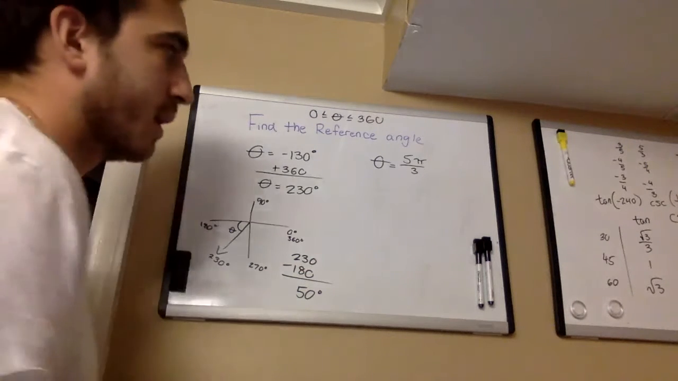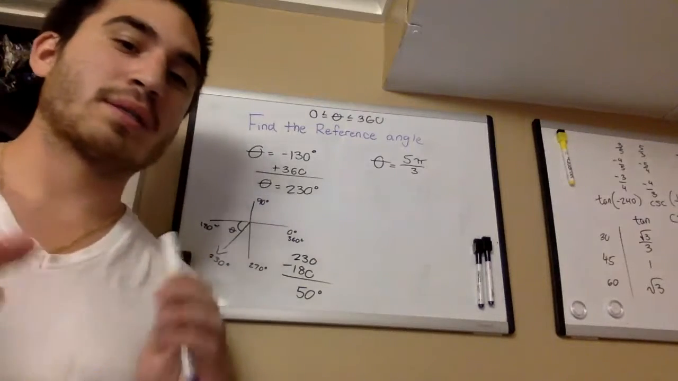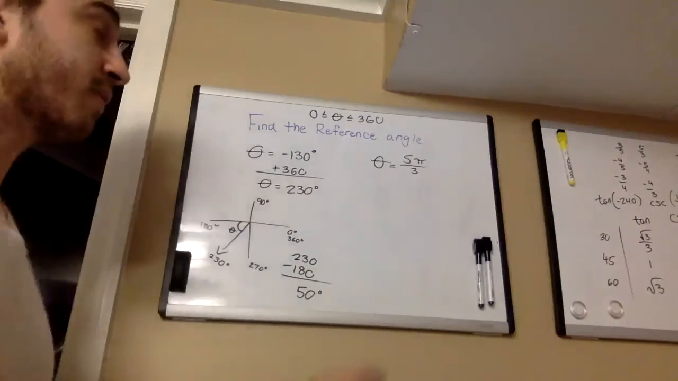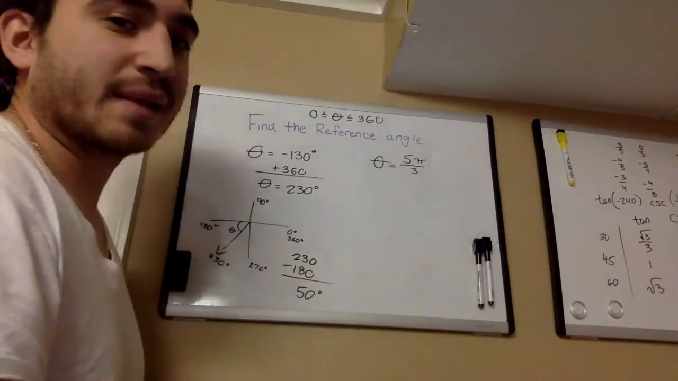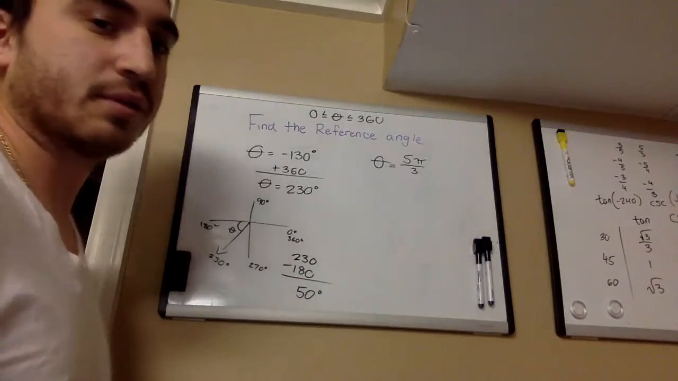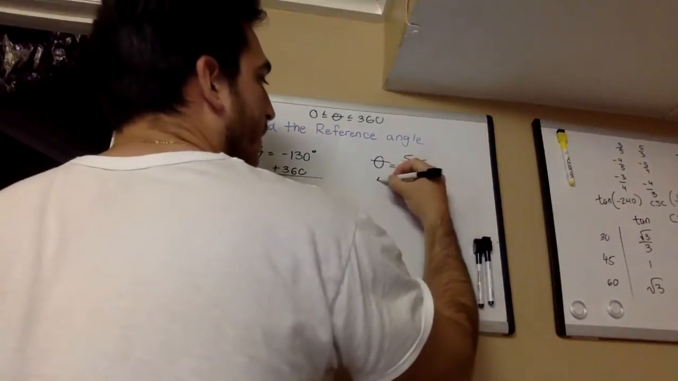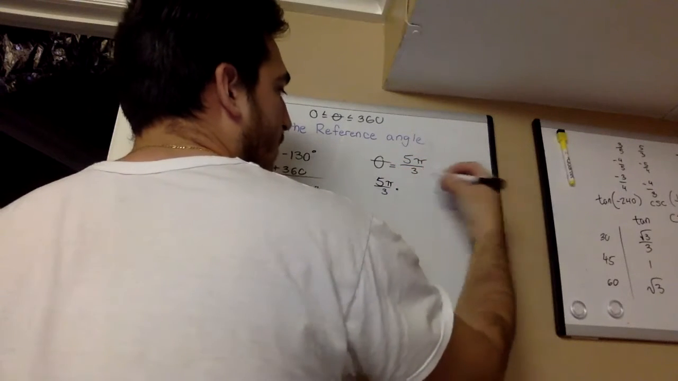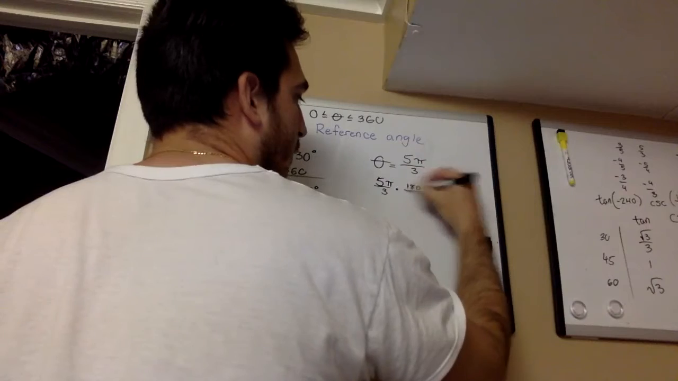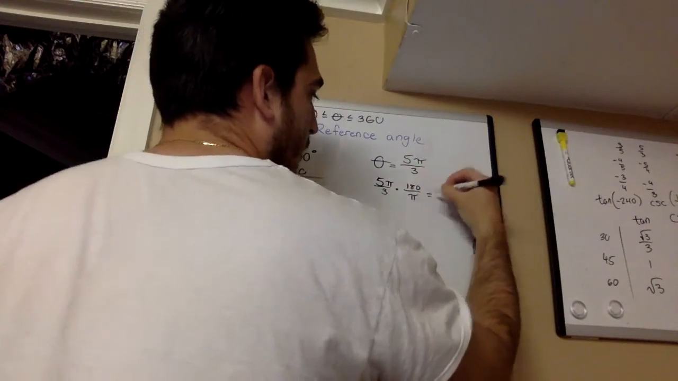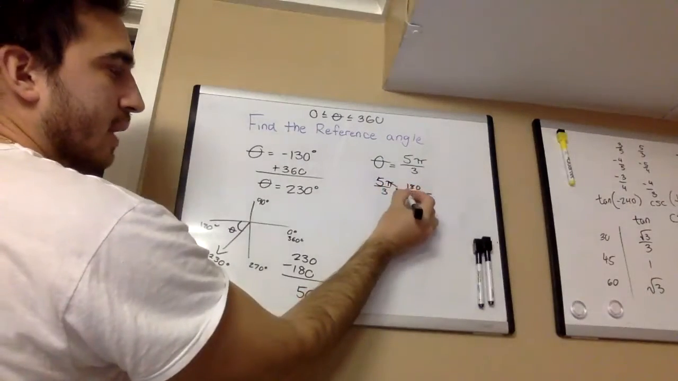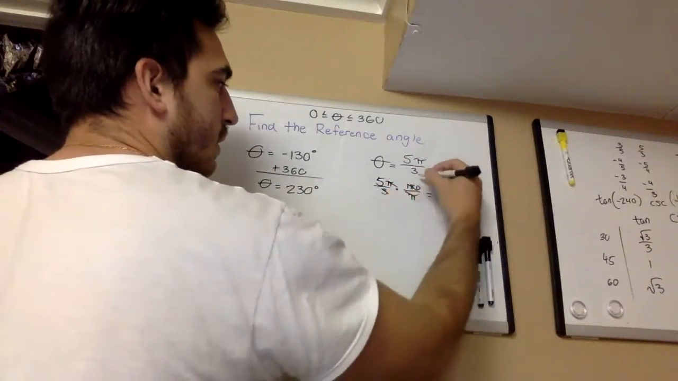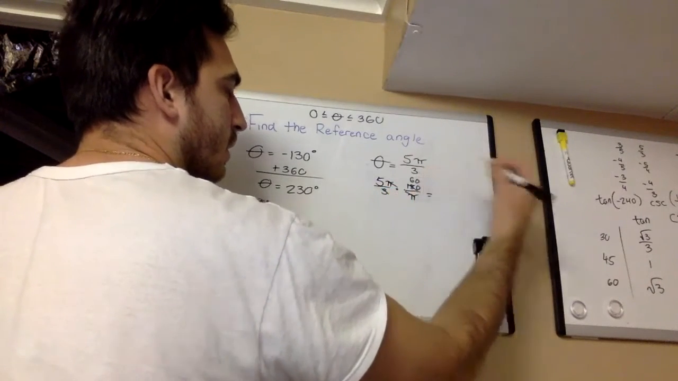Now for the second one, again, as I stated on your homework, some people do it differently. I like to do it this way because I find it easier for me. The first thing I'm going to do is convert this back to degrees because I find it so much easier to deal with degrees. So I have 5 pi over 3. I'm going to multiply it by 180 over pi. So here, my pi's are going to cancel out. This is going to give me 60, so it'll be 300.